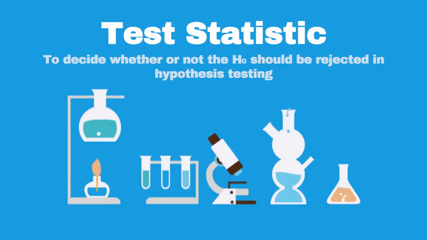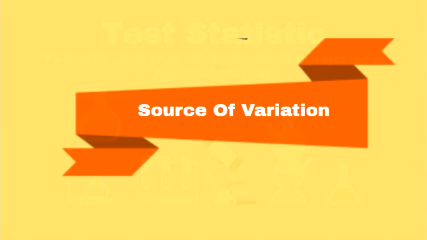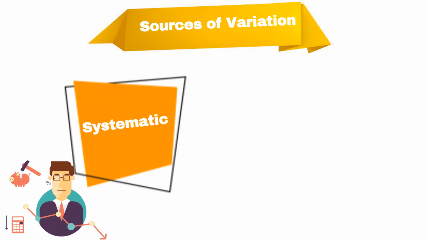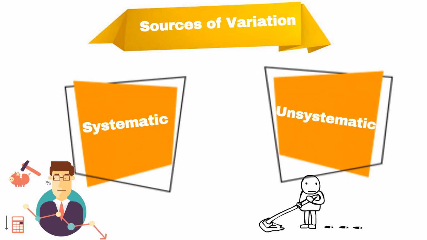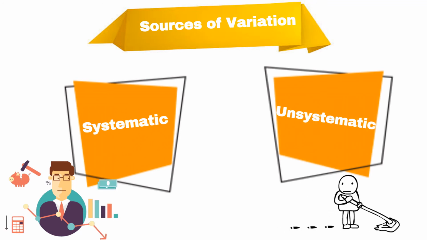A test statistic is the value used to decide whether or not the null hypothesis should be rejected in hypothesis testing. A test statistic must be calculated to find the difference between samples. In any experiment, there are two types of variation. First is systematic variation, which is a variation due to experimental manipulation. Second is unsystematic variation, due to random factors.